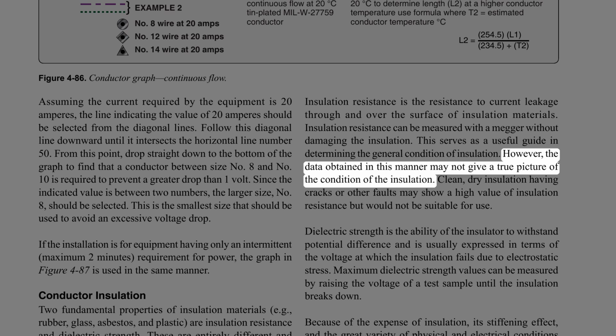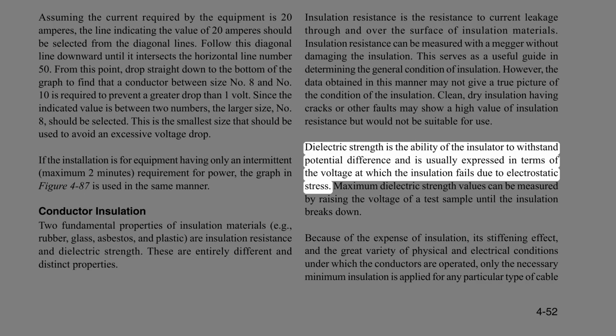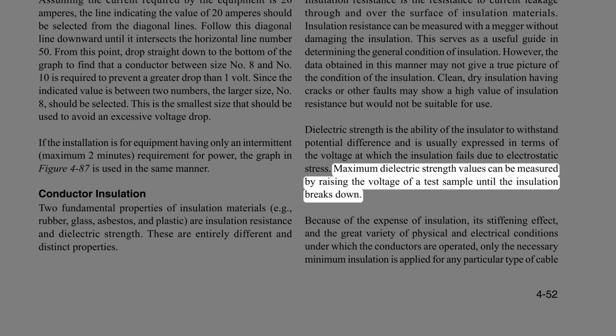However, the data obtained in this manner may not give a true picture of the condition of the insulation. Clean, dry insulation having cracks or other faults may show a high value of insulation resistance but would not be suitable for use. Dielectric strength is the ability of the insulator to withstand potential difference and is usually expressed in terms of the voltage at which the insulation fails due to electrostatic stress. Maximum dielectric strength values can be measured by raising the voltage of a test sample until the insulation breaks down.